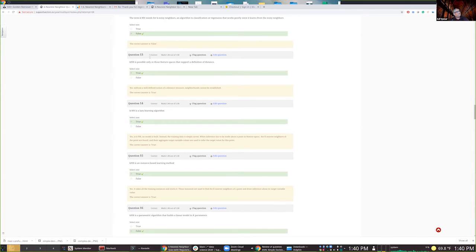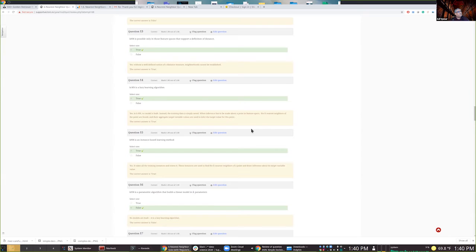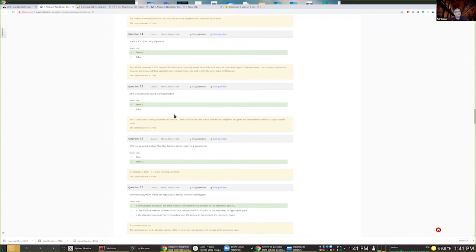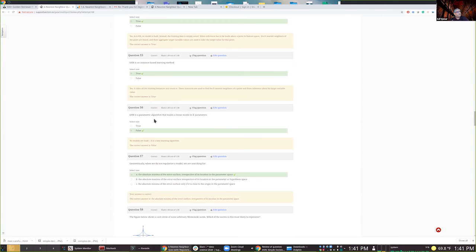Anyway, KNN is possible only in those feature spaces that support a notion of distance. Obviously, neighborhood is ill-defined unless you have a notion of distance. Likewise, KNN is a lazy learning algorithm. No brainer, of course. There is no learning. You just save all the data. It is instance-based learning, of course. It is a parametric model that builds a linear model in k parameters, certainly.